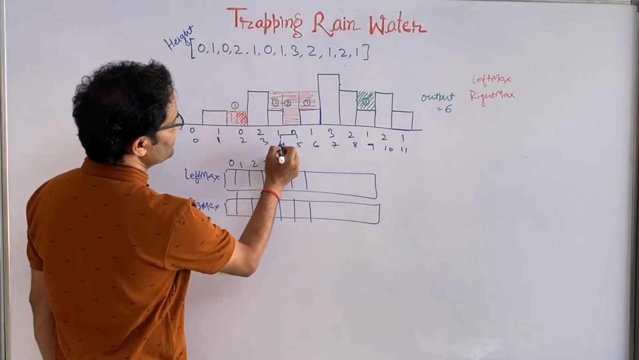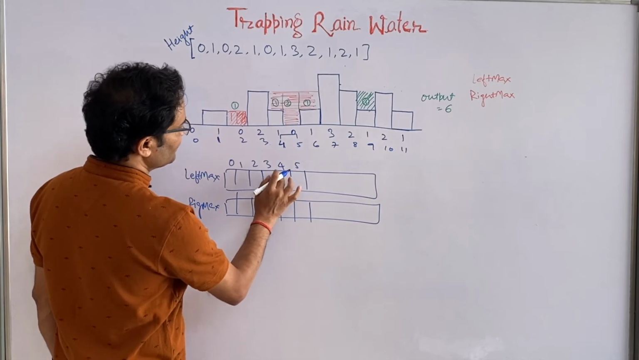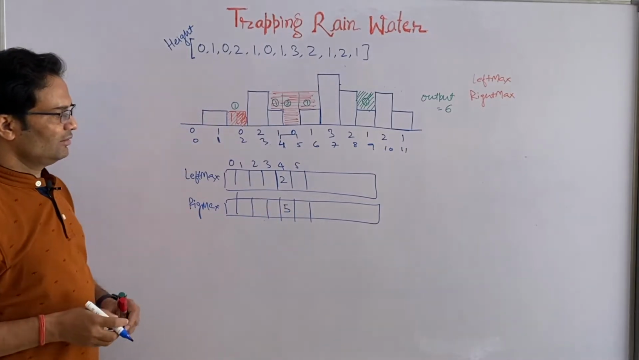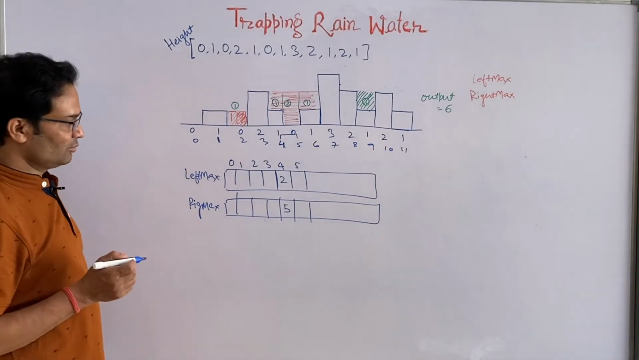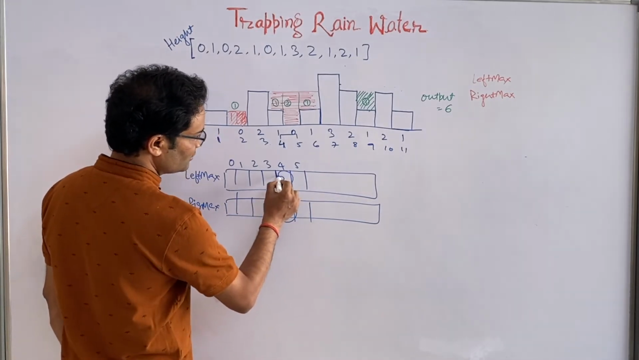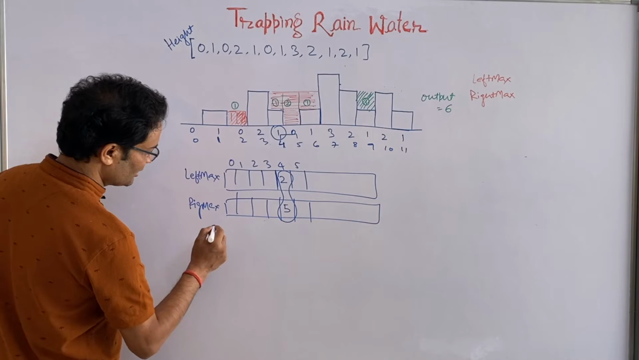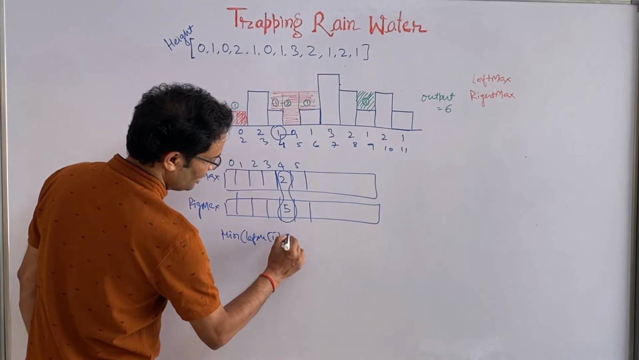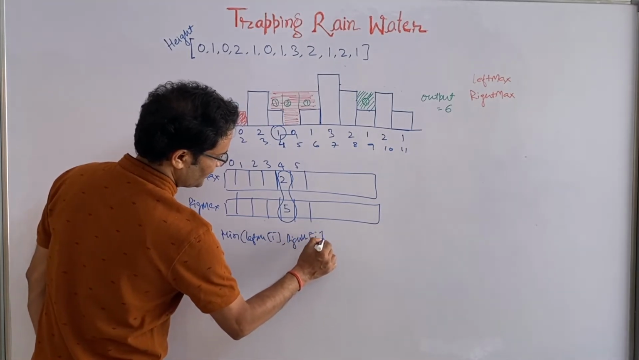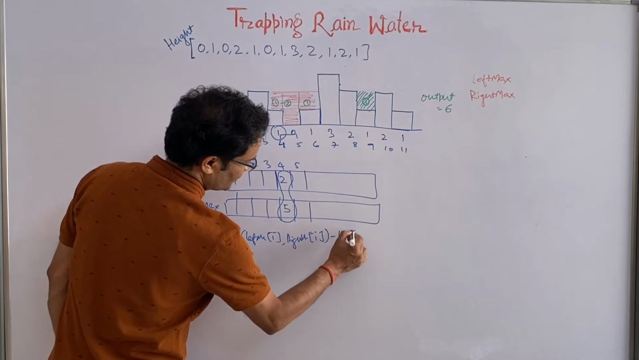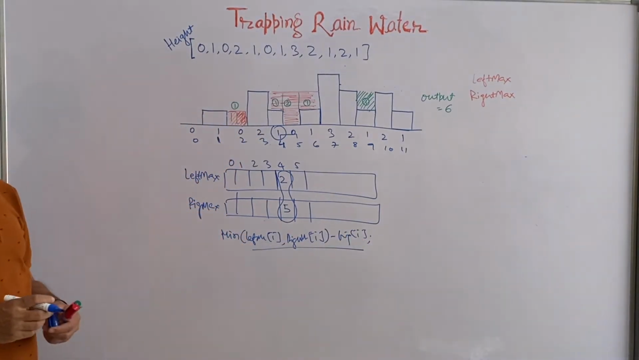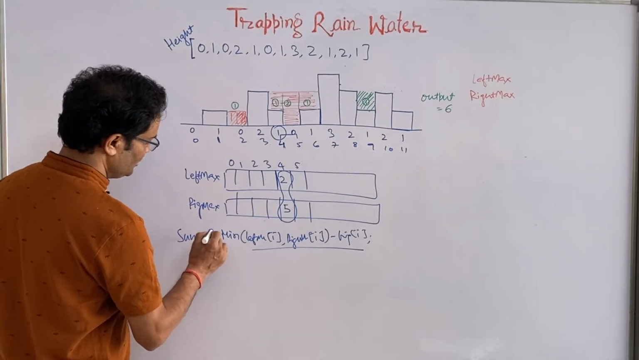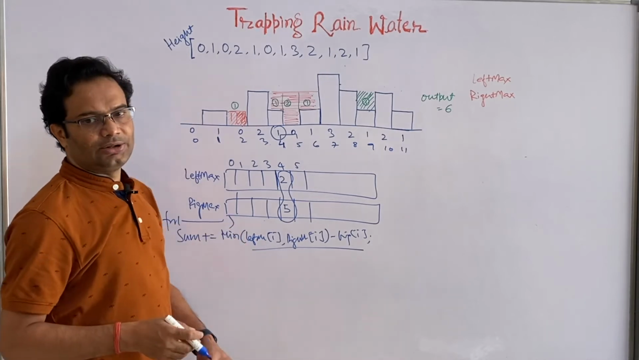If you take the example of this 4, for this one the leftmost is 2 and the rightmost is 5, right? So what you have to do is this calculation: minimum of left max I, comma, right max I, minus height of I. This much amount you can trap for each building, and of course you have to do the sum, running from 1 to n, and you will get the answer.